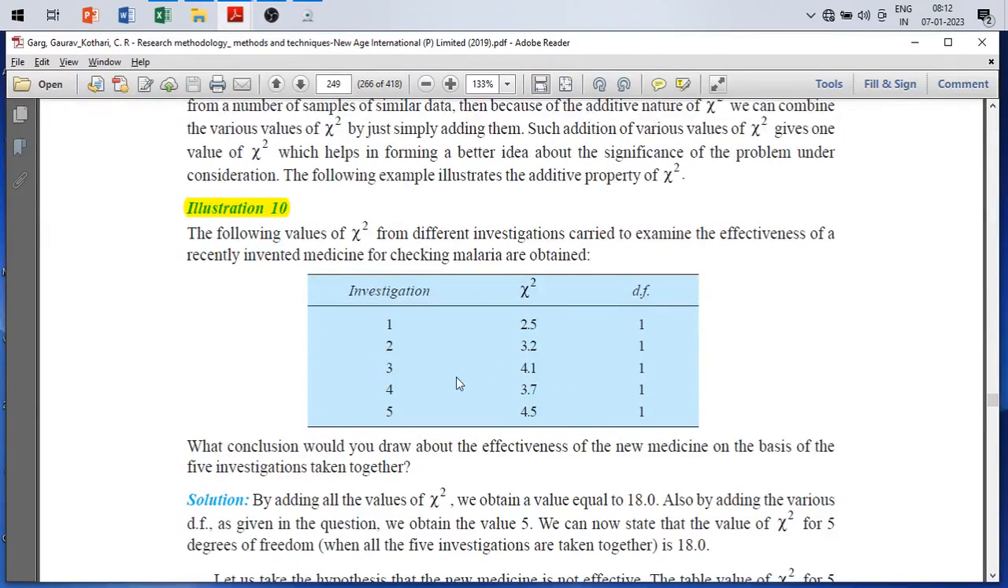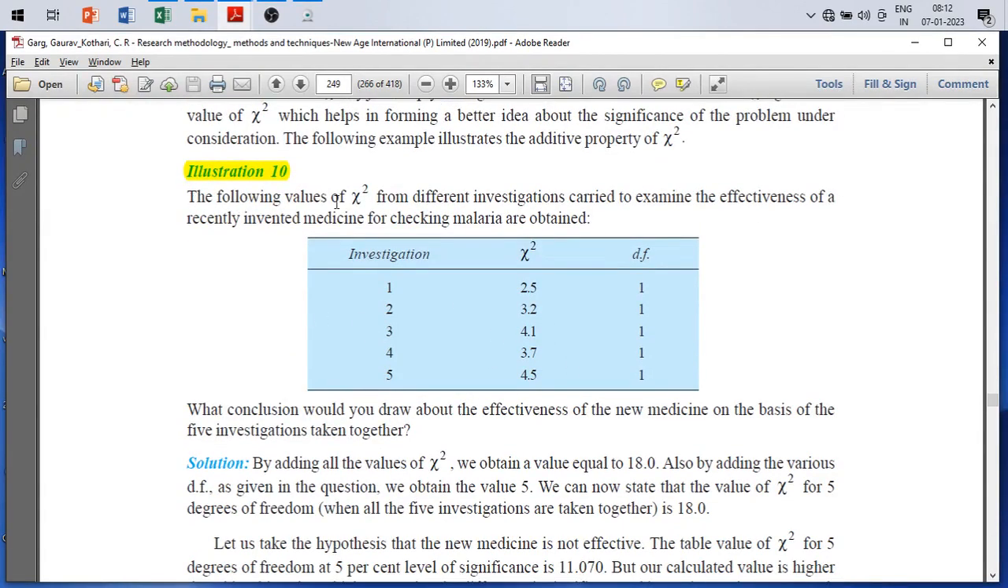Okay, so example 10 says the following values of chi-square from different investigations carried out to examine the effectiveness of a recently invented medicine for checking malaria are obtained. Okay, so there may be just one investigation, numbered investigation one. There was some sample size for the investigation, and they have determined that the chi-square value for that was 2.5, and degree of freedom for this investigation was just 1.